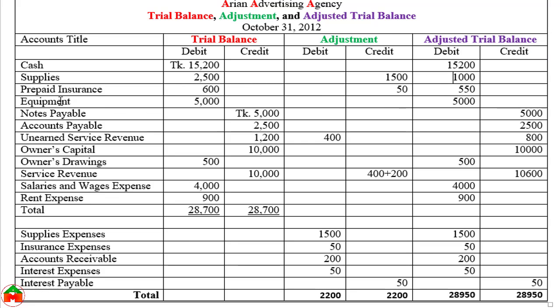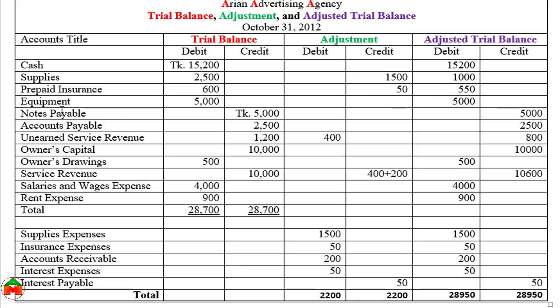Okay, the next one is prepaid insurance. Here 600 is debit, but here 50 is credit. So here is a debit balance and here is a credit balance. These are two different balances, so we need to deduct this 50 from this 600, because prepaid insurance is actually debit, but here it is a credit, so we need to deduct this credit amount. If we deduct 50 from the 600, we will get 550.